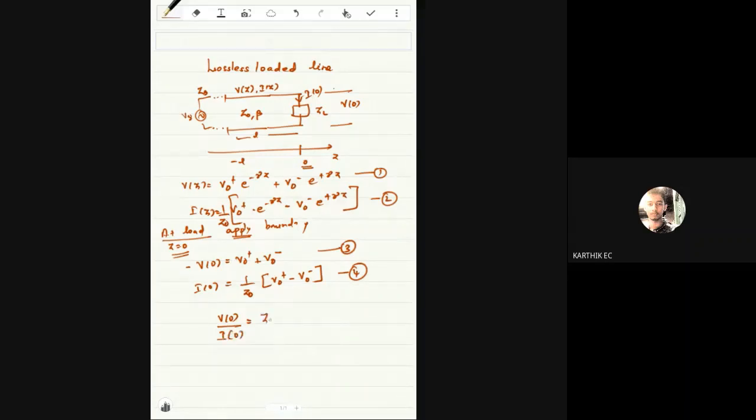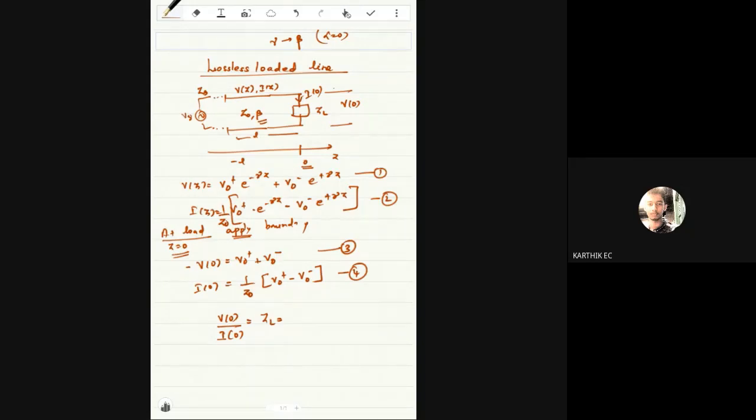The topic of this derivation is the lossless line. Since it's lossless, gamma is written as j beta because alpha equals 0, and the load is connected, so it's called a loaded lossless line or lossless loaded line. When I apply the boundary condition at z equal to 0, there is some reason why I've taken this, we will see it later. I could have taken z equal to 0 to L, but I've taken it the opposite way because the simplification will be easier.